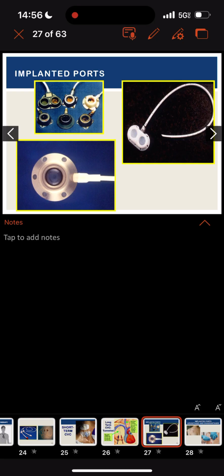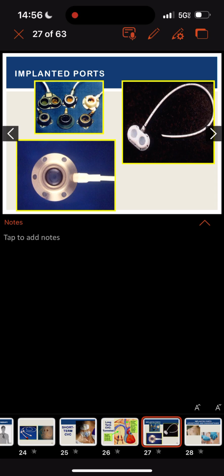I personally prefer ports over the other central lines, because it's safer. You can de-access it when the patient goes home. They don't have to worry about it for the most part. Once it's locked, it can be locked for a certain period of time before they have to go back and flush it again. So then it's not exposed. It's not showing.